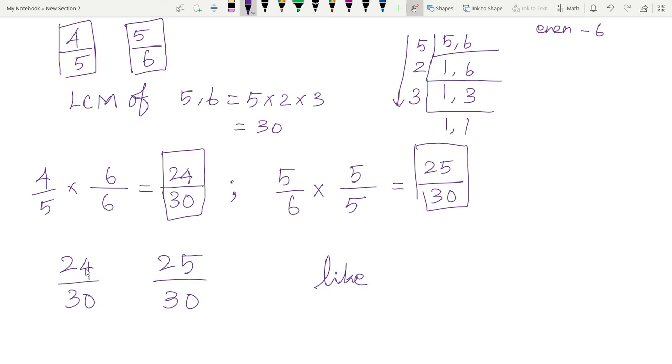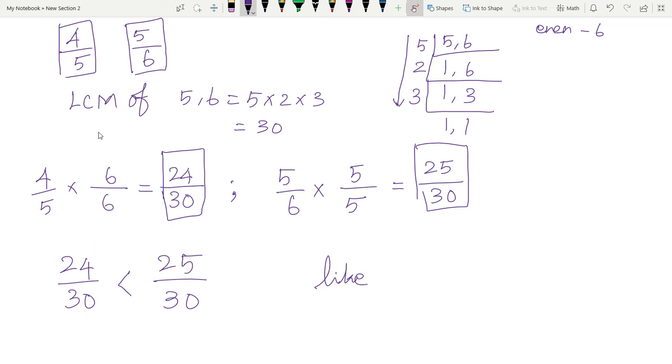Okay, then we can write 24 by 30 less than or greater than... this is the less than symbol. Okay, 24 by 30 is less than 25 by 30. This is the way we find the unlike fraction comparison. Here we found the smaller fraction and the greater fraction.